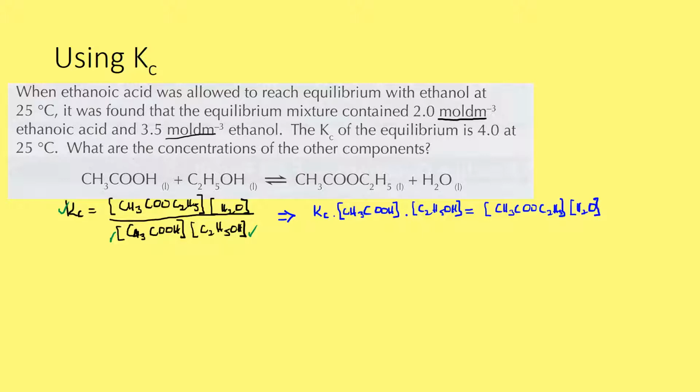Okay, and now we can fit in the values. Kc we know to be 4.0. The concentration of the alcohol is 3.5, and the concentration of the acid is 2.0. Okay, so multiply those together and you're going to get 28.0.